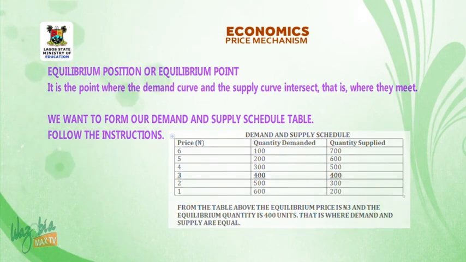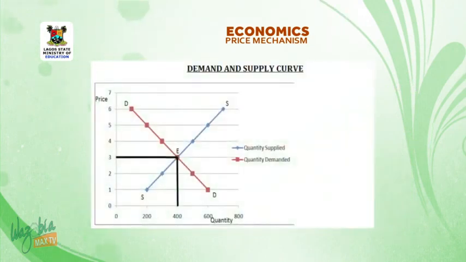So we want to draw it now. We want to draw the above table. We are going to have our vertical and horizontal line. Our vertical is your price and your horizontal is your quantity. At vertical, we have our price from price 6 to price 1, and at our horizontal, we have our quantity from 100 to 700. First of all, draw your demand, then draw your supply.